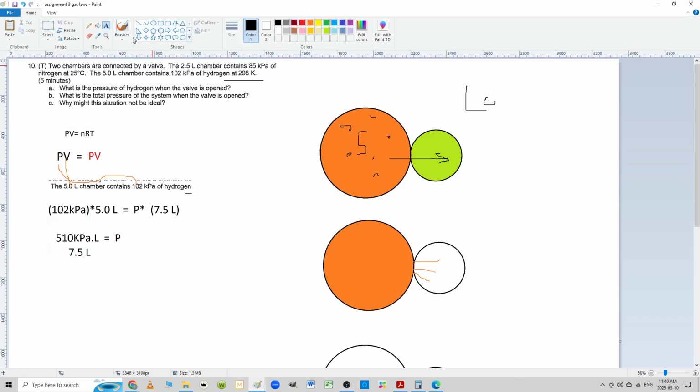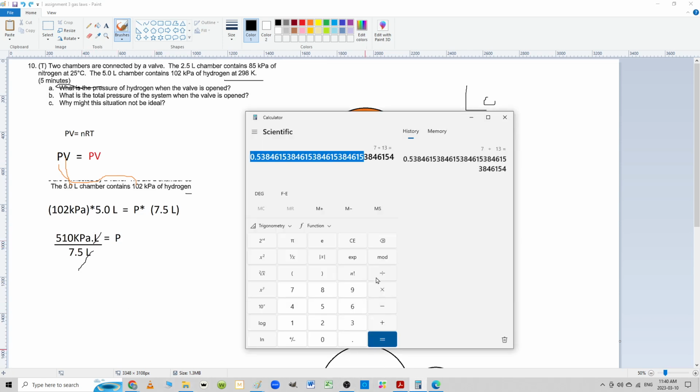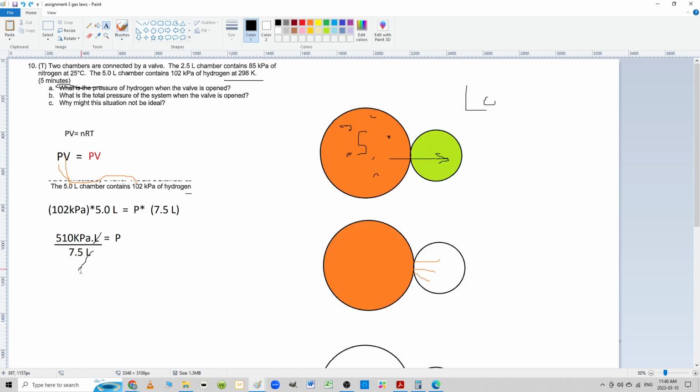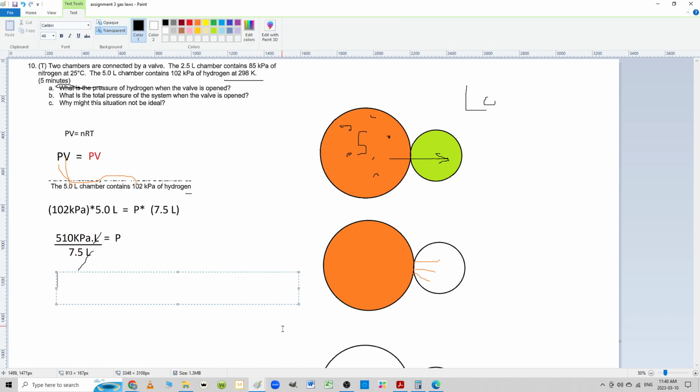Pretty easy to understand. Now, the trick of the total pressure system is we have to calculate the individual pressures before we can do that. Notice that the liters cancel out, and we're left with the units kilopascals, which makes sense because we're dealing with pressure. So all I have to do is take 510 and divide it by 7.5. And I get this, 68 kilopascals is the partial pressure of hydrogen. We can just call that partial pressure, pressure 1.